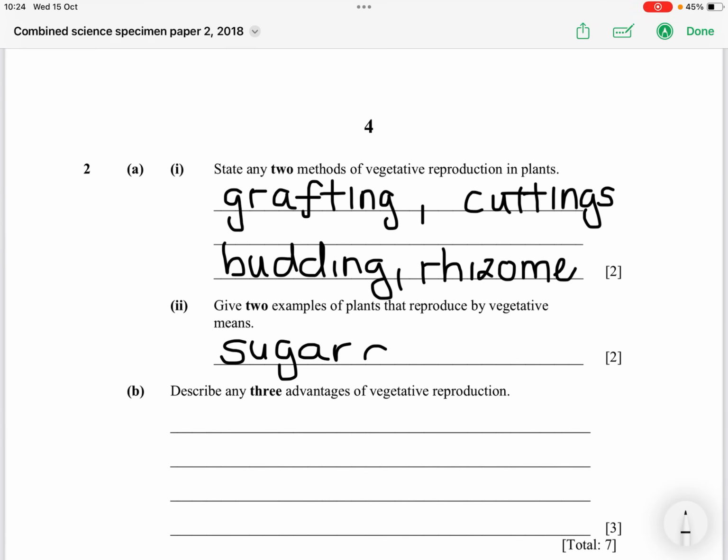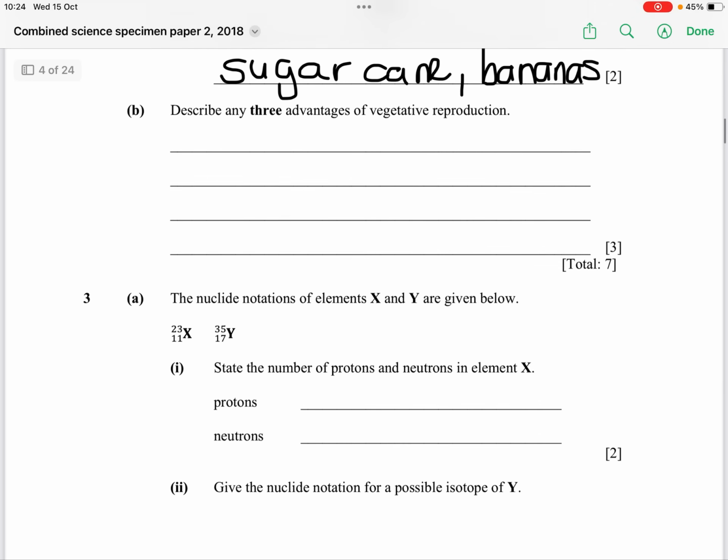We talk about the sugarcane. We also have the bananas, and then the other plants, we have the sweet potatoes, the onions, the pineapples, the strawberry, etc. And then next we are required to describe 3 advantages of vegetative reproduction. So you need to know the advantages of vegetative reproduction and also the disadvantages of vegetative reproduction.